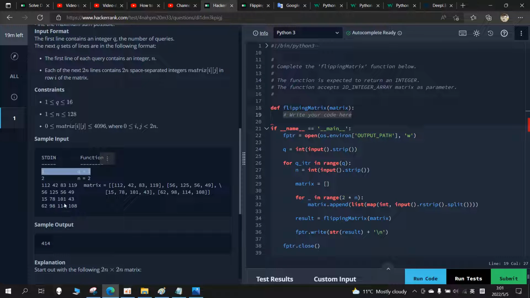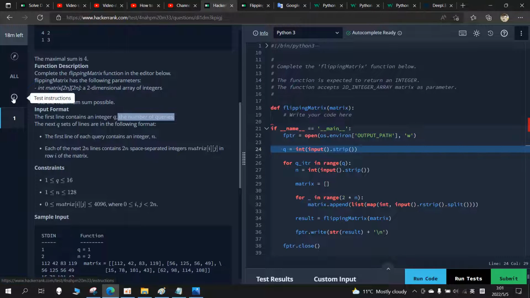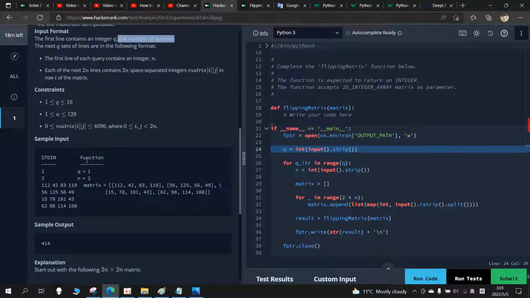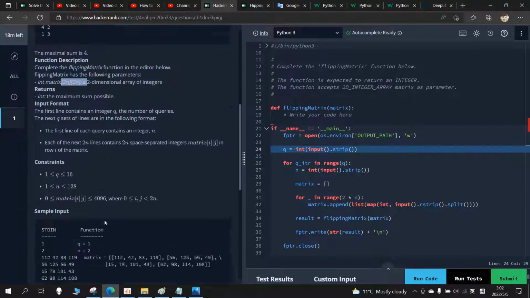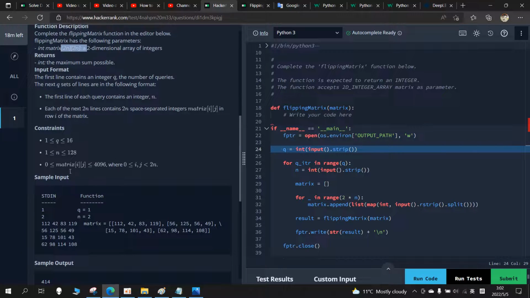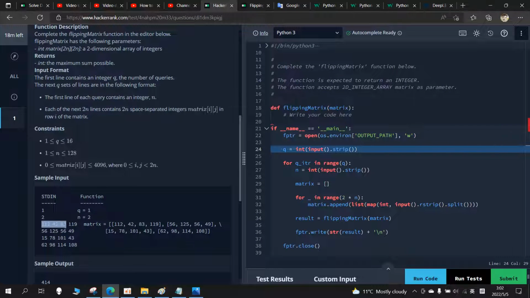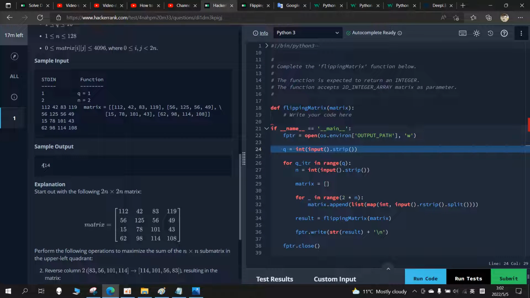Here the input is 1, 2, which is the number of queries. Number of queries means the number of times to check. The next q sets of lines are in the following format. N means as soon as we type n, it's going to be 2n times 2n. So we just type in the individual output, 2n times 2n, 4 times 4. So the sample output is 414.